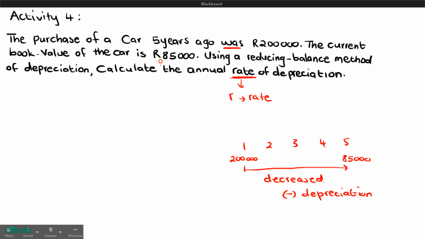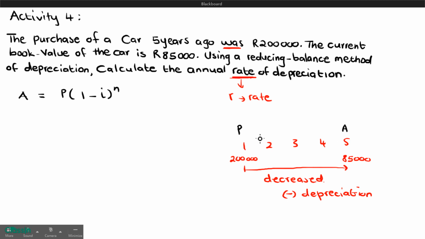And then how do we calculate using the reducing balance method? The formula to calculate the reducing balance method, we said, is A equals P into 1 minus i to the power of n. Always remember that when you see the words reducing balance, this formula is the one for reducing balance. Now, initially it was this. And initially, this is your present value, this is your future value.